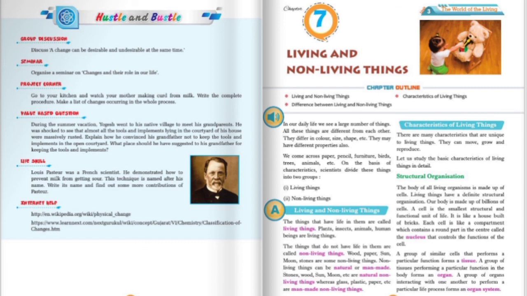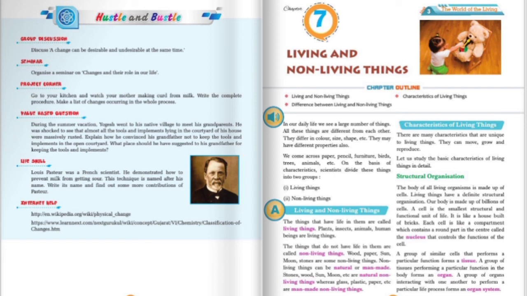Now in our daily life, we come across various things like pen, paper, pencil, different furniture like chair, table, sofa, bed, the trees, plants, birds, buildings, animals. On the basis of their characteristics, the scientists divide these things into two groups. Basically, we come across a large number of things and among them we have categorized all the things into two categories, and these two categories are the living things and the non-living things. दो categories कौन सी हैं आपकी? Living things और non-living things.